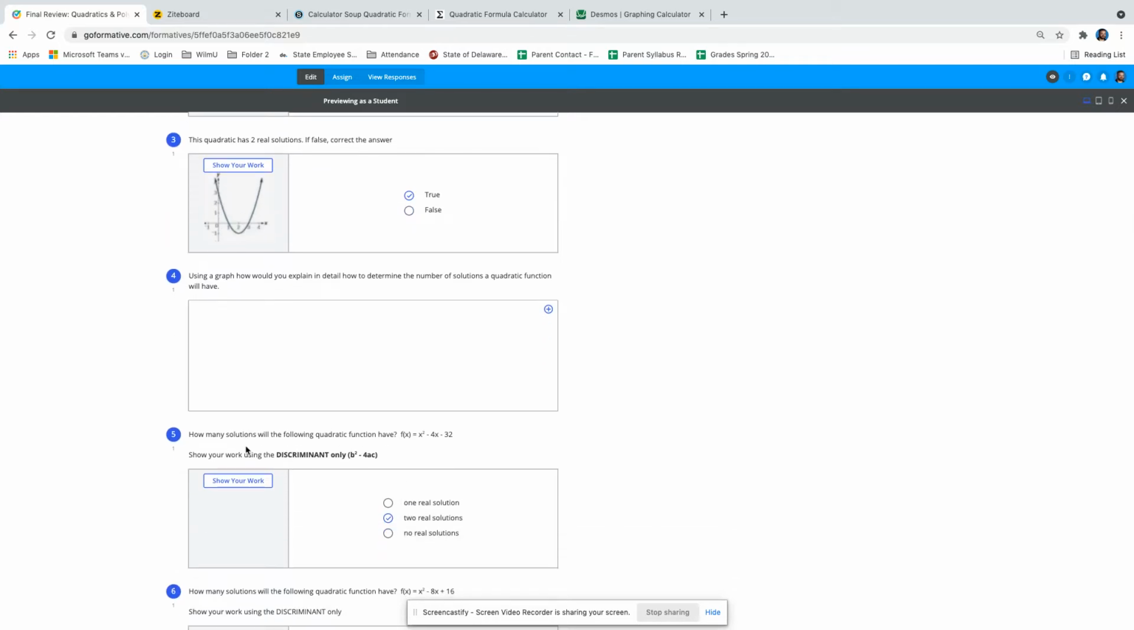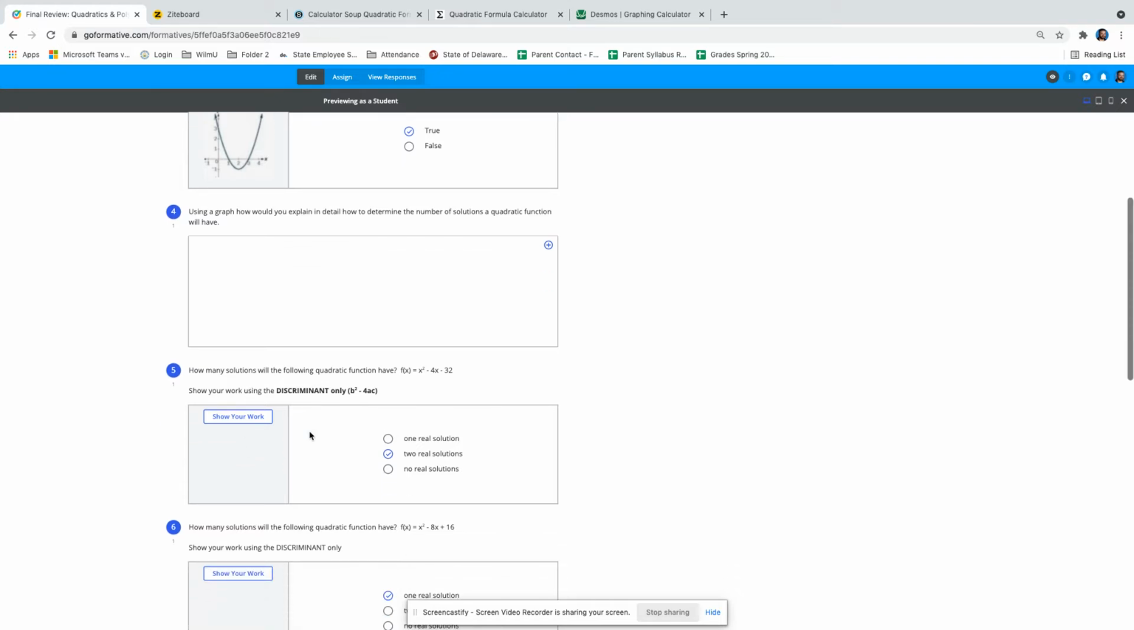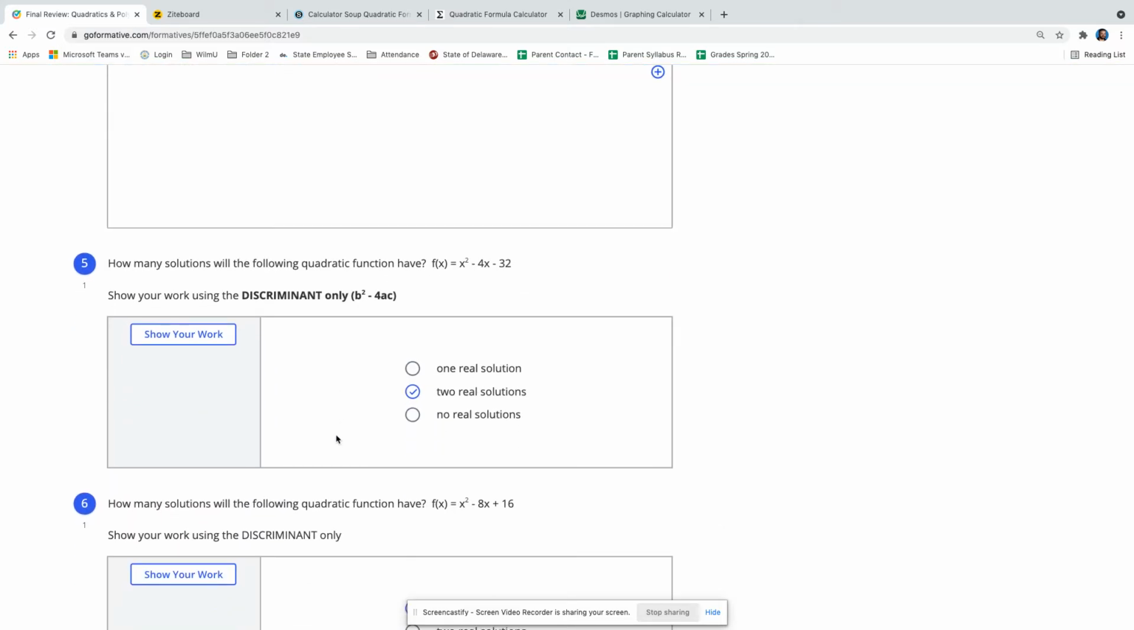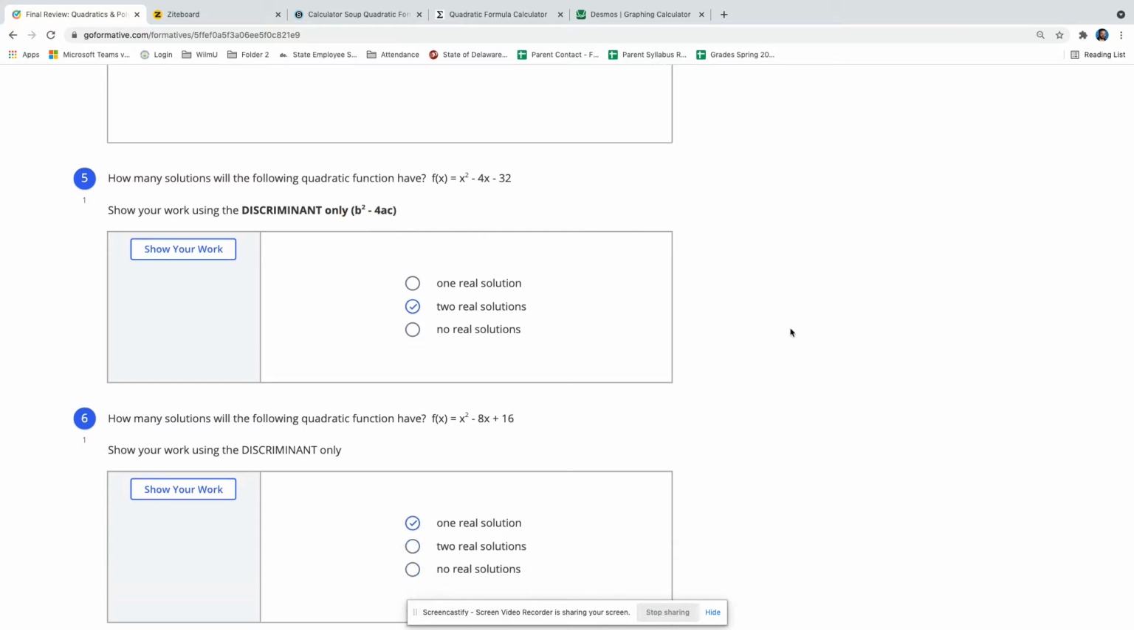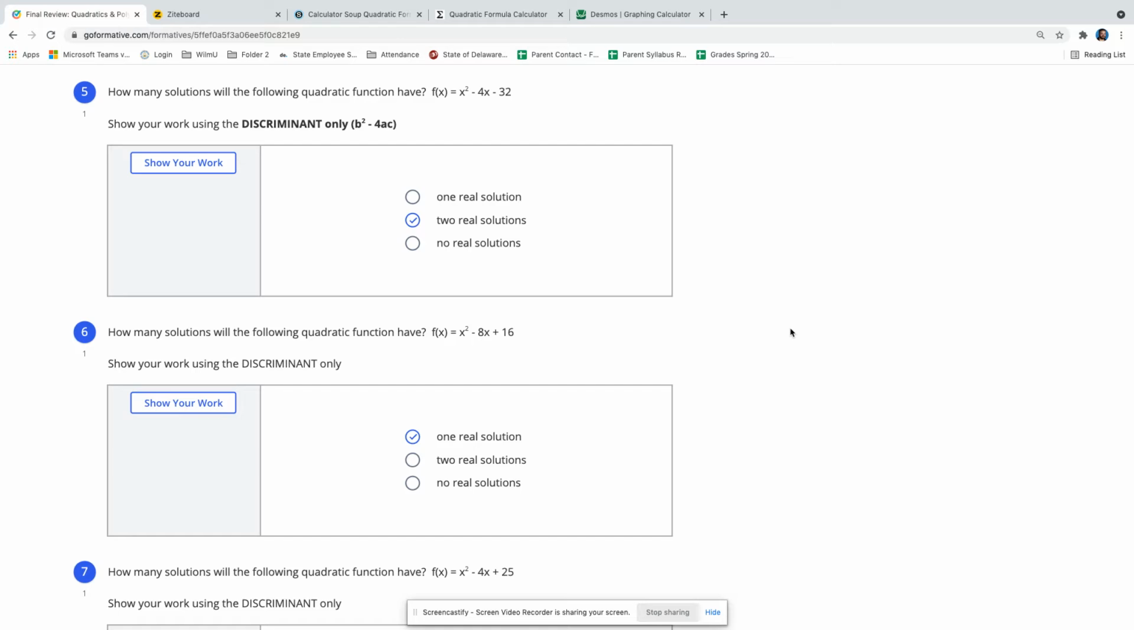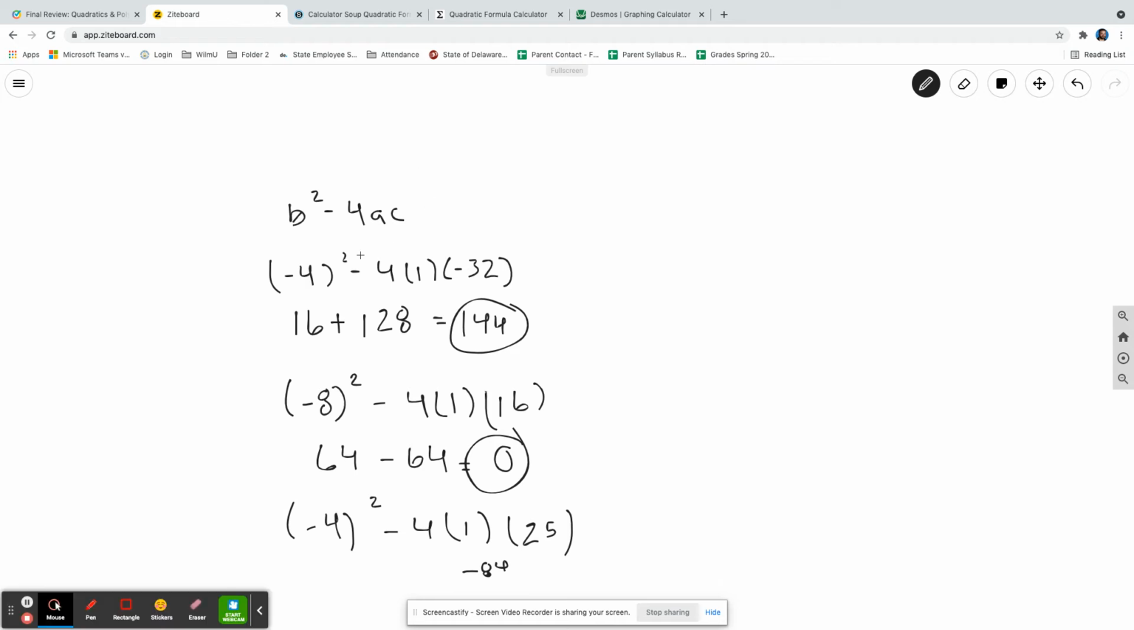The next group is going to be about discriminants, using the discriminant. So I've actually already worked this out, but you guys should be able to work it out by hand as well. So of course, you could always graph these functions using Desmos to figure out how many solutions something has. But what they really want you to do is use just the b squared minus 4ac part. So what I did was I worked out all three of these. So you can see the a, b, and c values of all of them. 1, -4, -32, 1, -8, 16, and 1, -4 and 25. So I worked out each one of those with b squared minus 4ac.